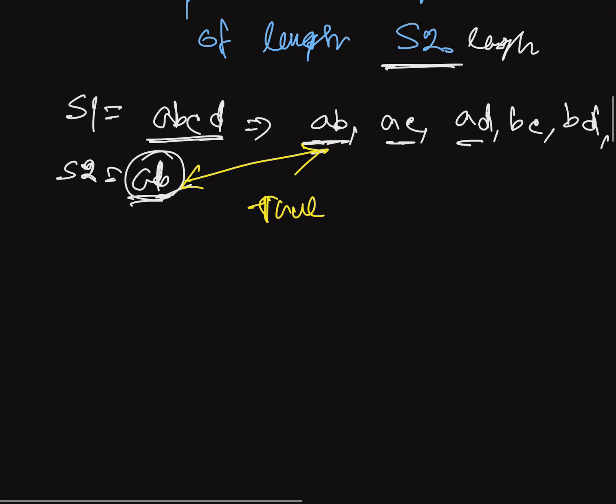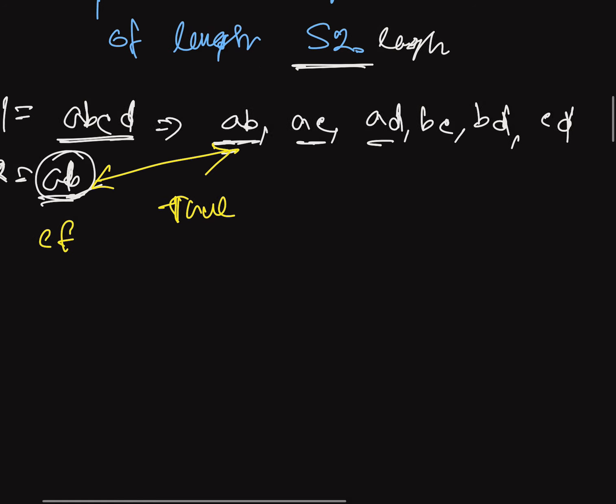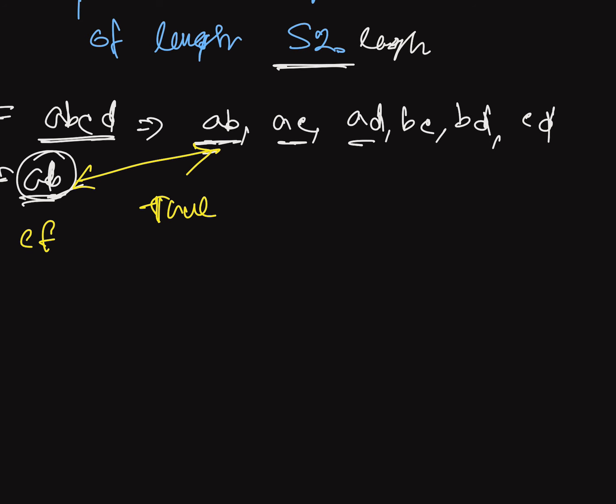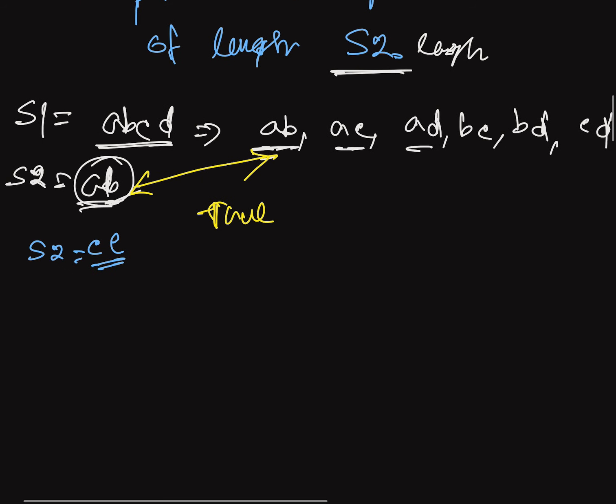How? Suppose string 1 is CDEF, string 2 is EF. Now none of the subsequences that we have generated matches. Now what you can do is compare with C, D, E, F. There is no EF, so suppose the string 2 is CE. Okay, so this is the new string 2.